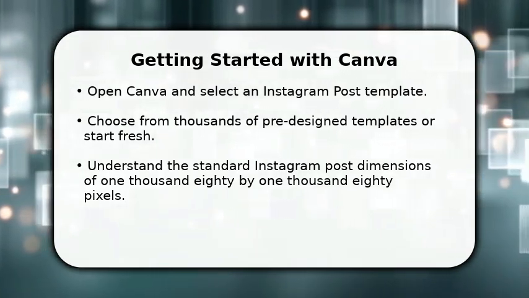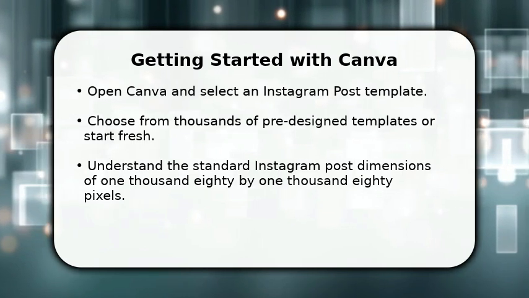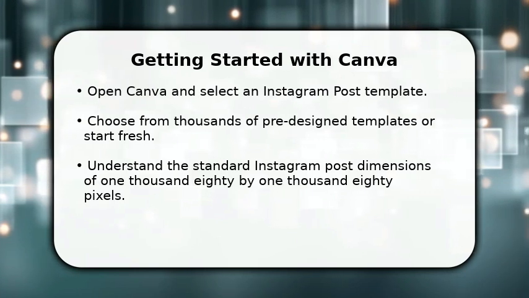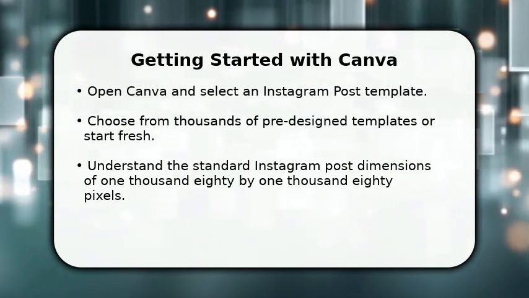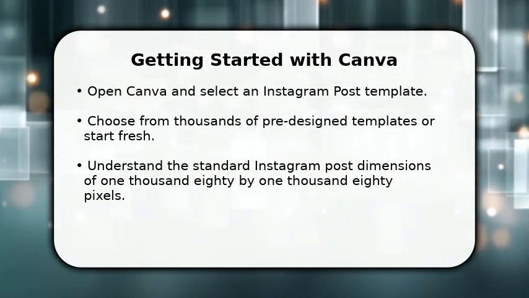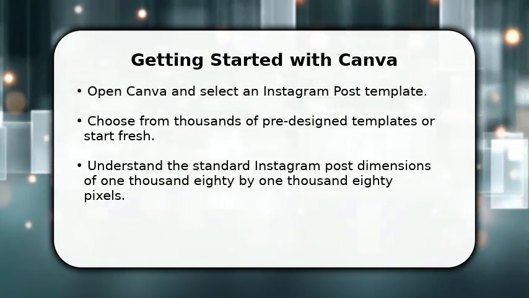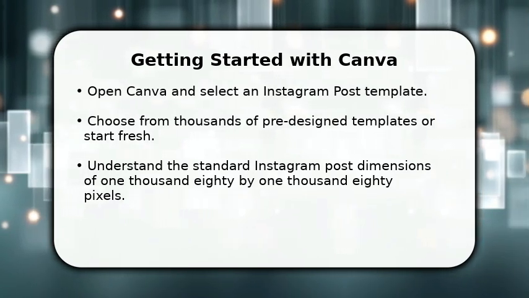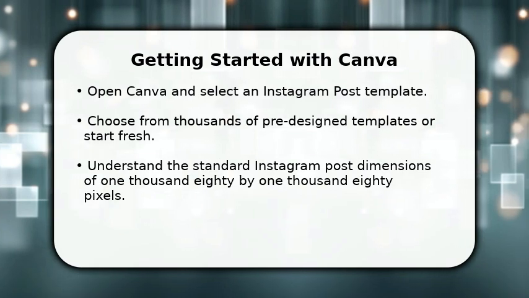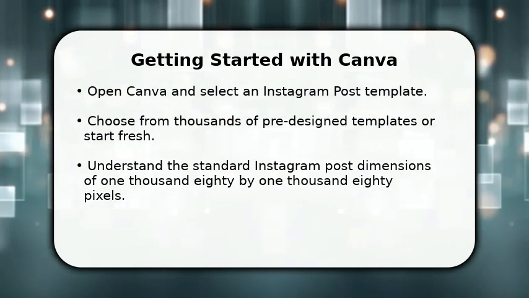First, open Canva and search for Instagram post to find the perfect template. You can choose from thousands of professionally designed layouts or begin with a blank canvas. Remember, the ideal dimensions for a square Instagram post are 1080 by 1080 pixels, ensuring your content looks crisp and clear. This initial step sets the foundation for your creative journey.